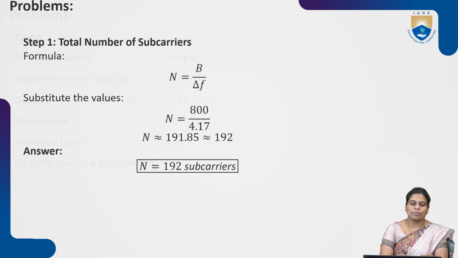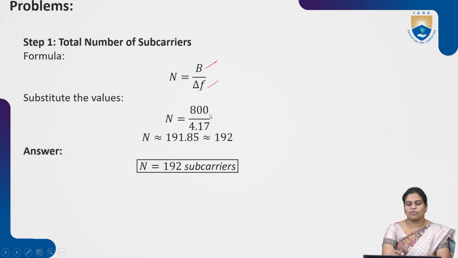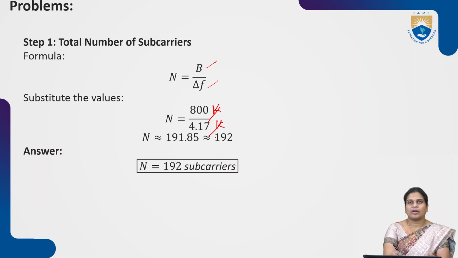So how do we solve this problem? First, the total number of subcarriers. How do we find it? N equals B by delta F, where B is the bandwidth and delta F is the subcarrier spacing. The bandwidth is 800 kHz and delta F is 4.17 kHz. The kilo cancels, so 800 by 4.17 is approximately 192. So the total number of subcarriers is N equal to 192. We find the N value using the bandwidth and delta F.